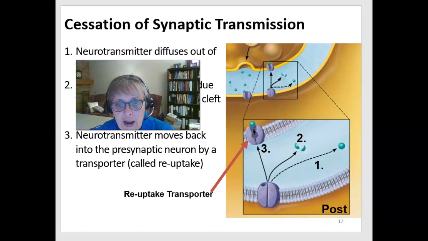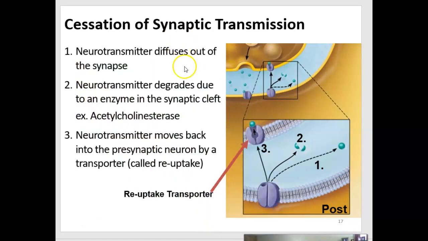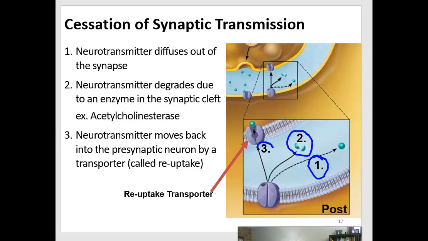Now let's look at a neurotransmitter, or chemical synaptic transmission. Stop. How does it stop? It stops because the neurotransmitter diffuses out of the synapse, shown by number 1 over here. Maybe it's degraded. In some cases, it is taken into the presynaptic cell, so it's there to be reused. So when it diffuses out of the cleft, it eventually will be degraded.